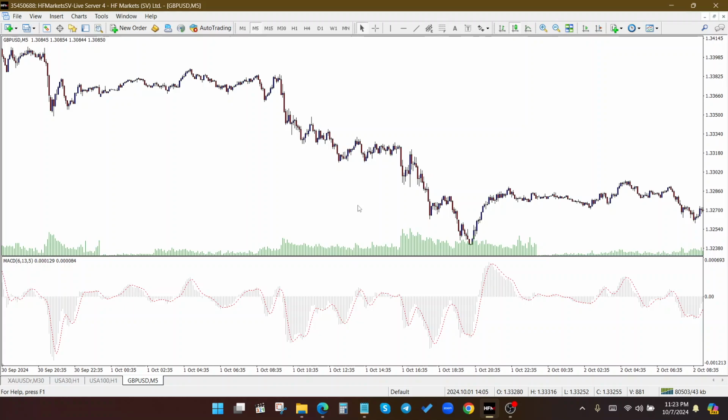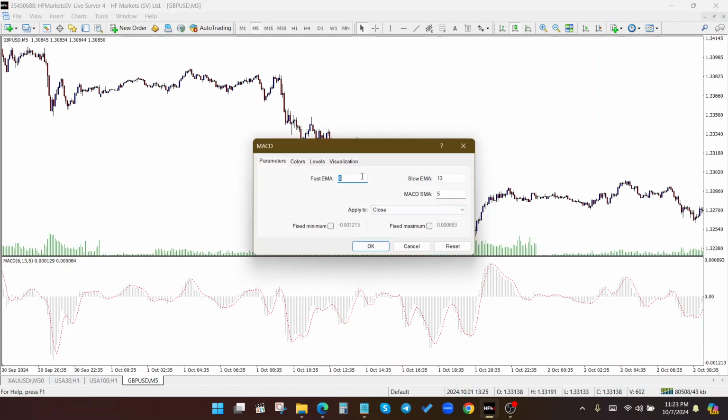Now, in fast-moving markets, use shorter MACD settings like 6, 13, just like how we used here the 6 for the fast EMA, 13 for the slow EMA, and 5 for the MACD SMA. Now these settings are ideal for the 5-minute charts. They provide quicker signals, which is critical in fast time frames. These settings give you early entry points, but are more prone to noise, right?